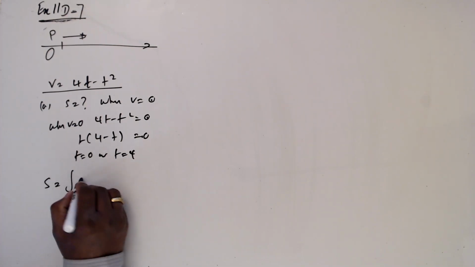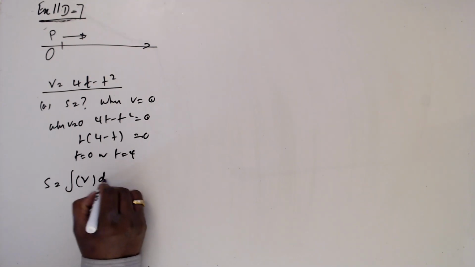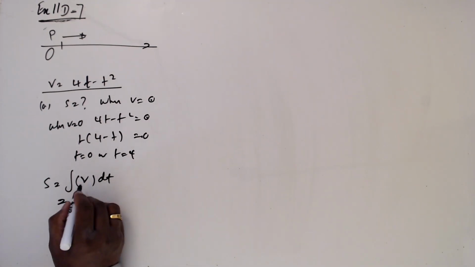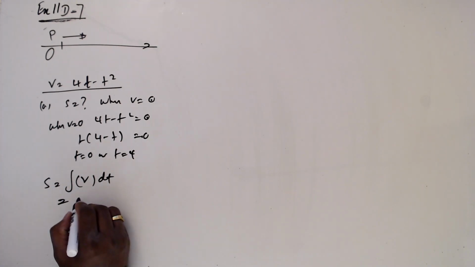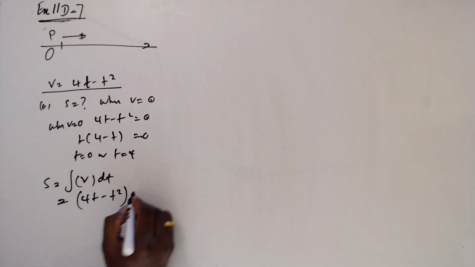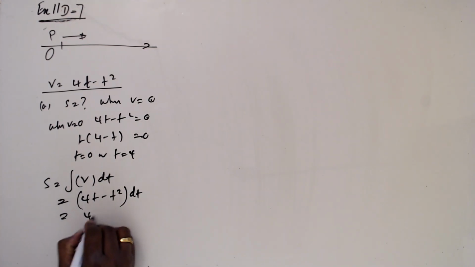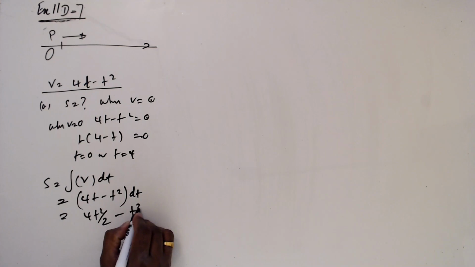So to find the distance, we have to integrate the velocity. When we integrate, we will get the displacement equation. The integral of 4t − t² dt gives 4t²/2 − t³/3 + c.